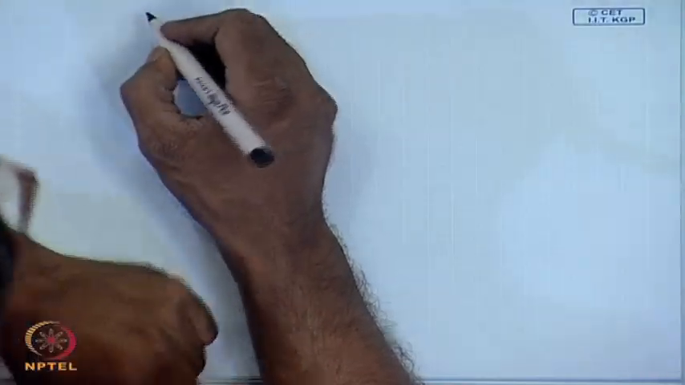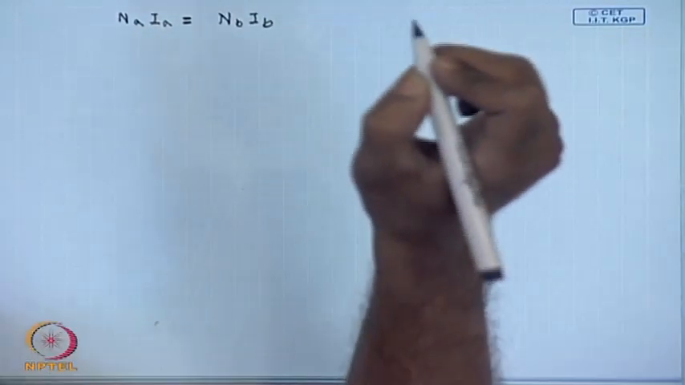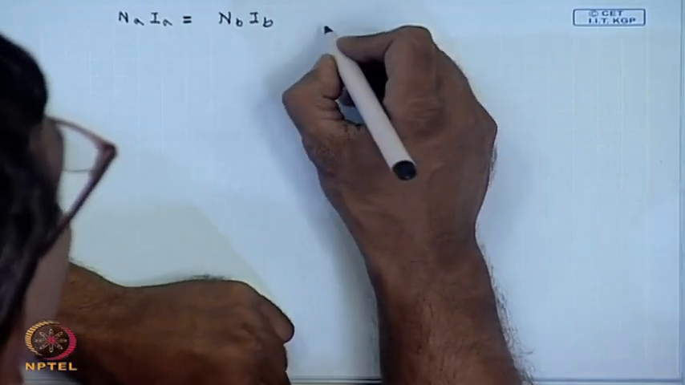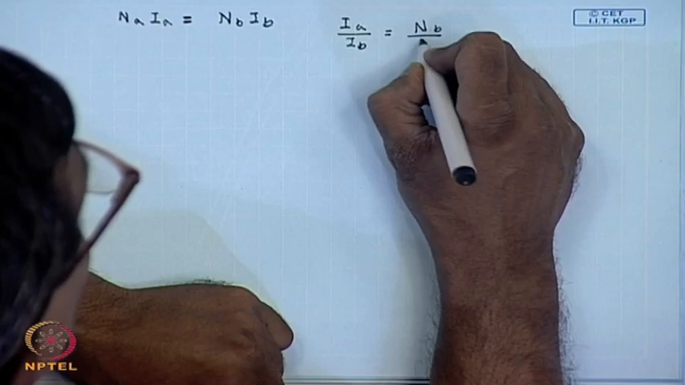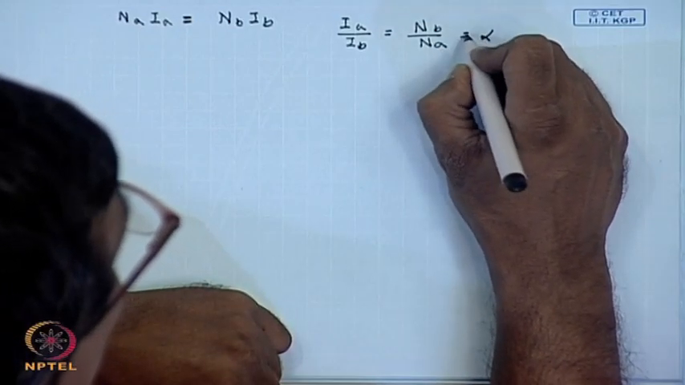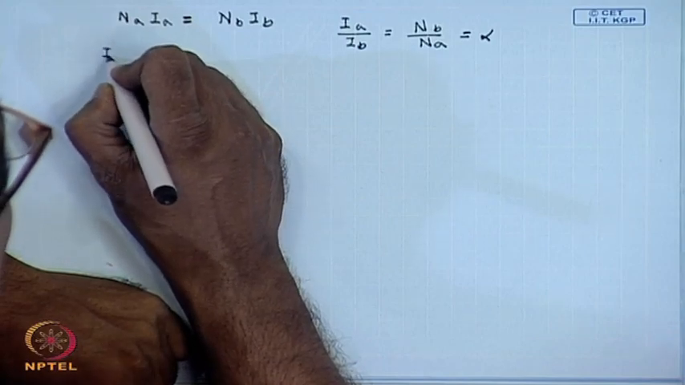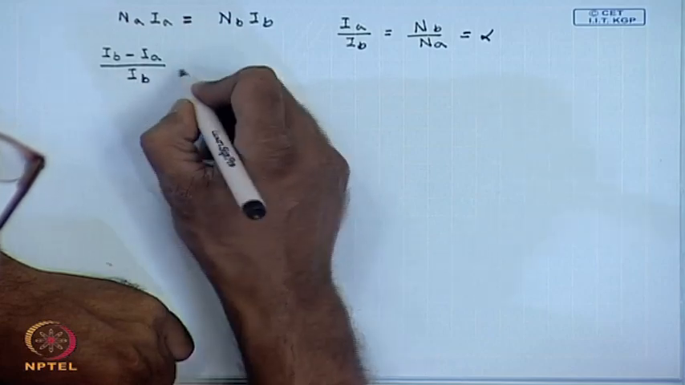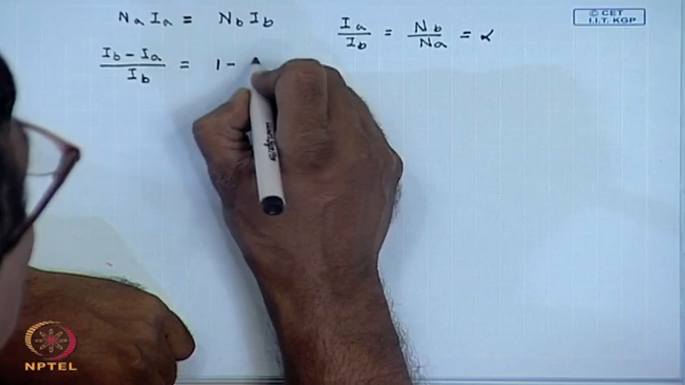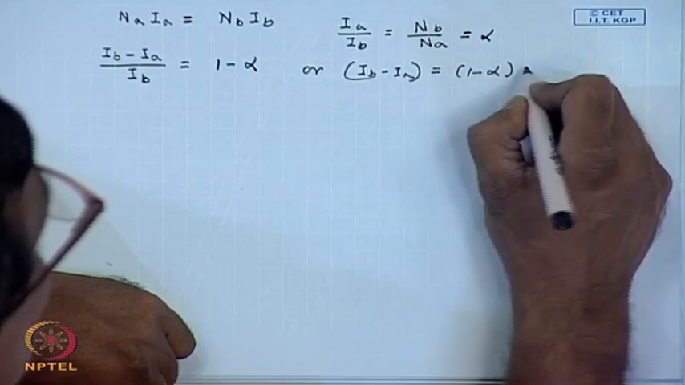But if we neglect the magnetization current, then N A I A equal to N B I B. Hence, I A by I B equal to N B by N A equal to alpha. Therefore, I B minus I A by I B equal to 1 minus alpha, or I B minus I A equal to 1 minus alpha into I B.